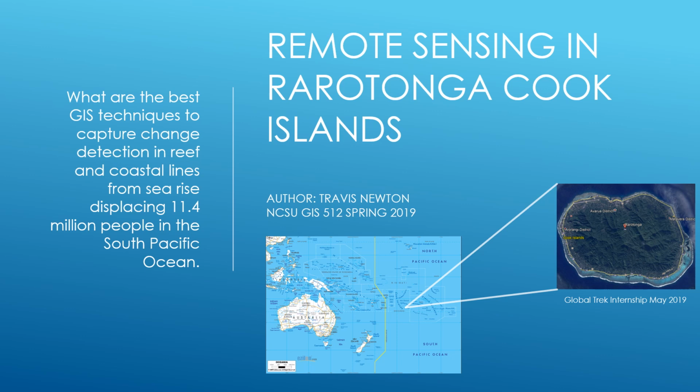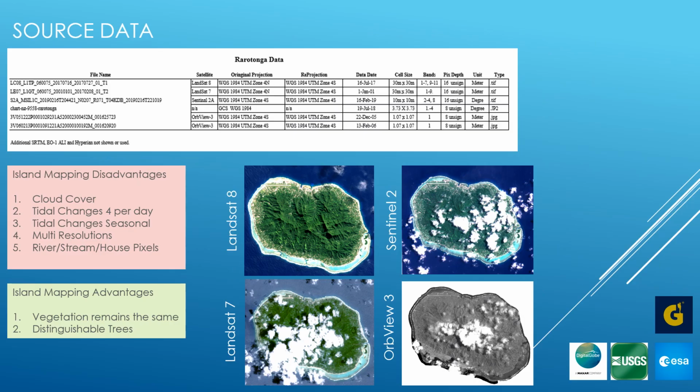That'll end up displacing 11.4 million people within Oceania due to sea rise caused by global warming. Here is my source data at the top. Most all downloaded from USGS. I reprojected it to the UTM Zone 4S.